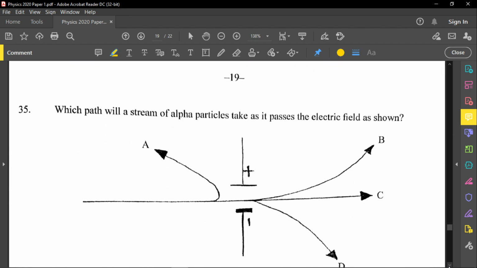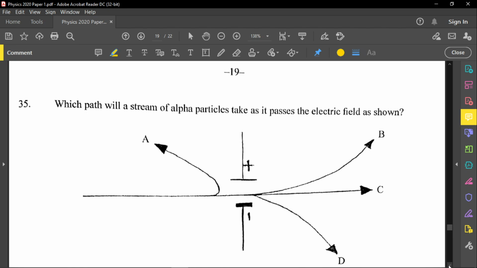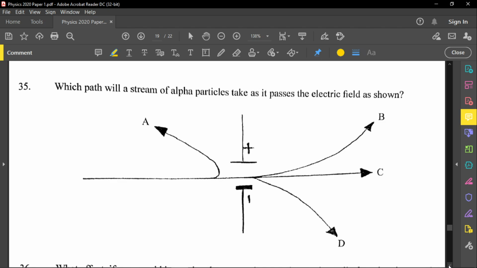Question 35. This one said, which path will a stream of alpha particles take as it passes the electric field as shown? First and foremost, what I want to point out in this question is that alpha particles bring a positive charge. So if alpha particles bring a positive charge, they will deflect towards the negative charge. And the negative charge is here, so it deflects to this side. So D will be your answer right here. Great. D is our correct answer.